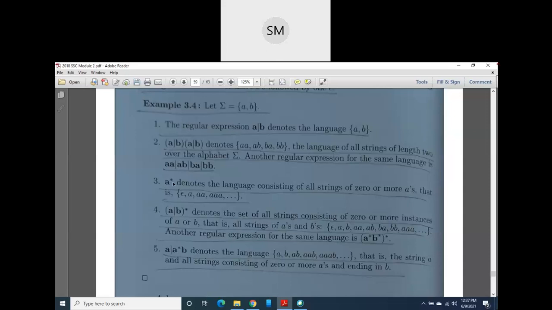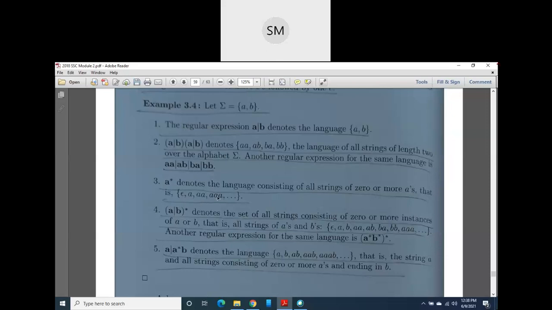And the next regular expression is A star. It means A Kleene closure. What is it going to denote? Star is indicating zero or more, correct? So zero or more A's will be there, that's all. Zero A's means the empty string. One A is A, two A's are AA, three A's are AAA, like this, and continuing to infinity.